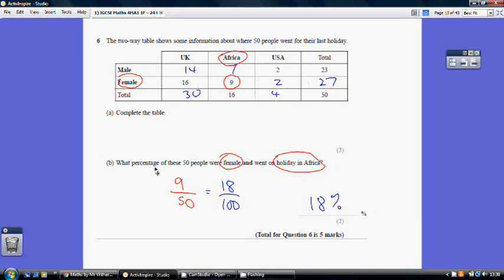Right, part B, just be careful here. What percentage of these 50 people were female and went on holiday in Africa? So Africa and female, there's 9 of those, 9 out of 50, which is the same as 18 out of 100, so 18%.